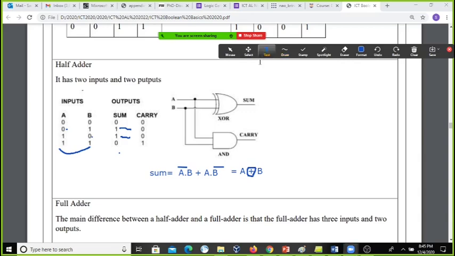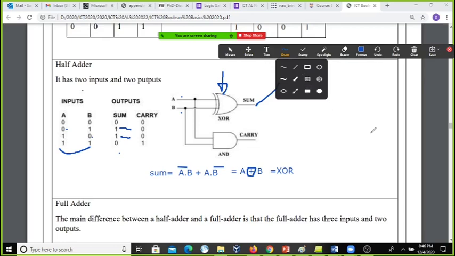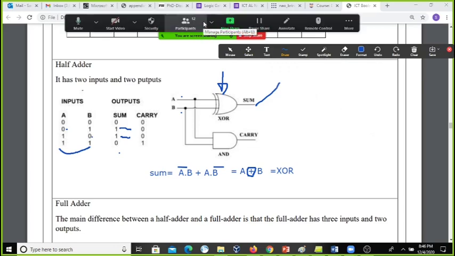Then we write this is equal to which one? This is equal to XOR, exclusive OR. So the sum is given by exclusive OR. That means when the inputs are given A and B, the sum is given as this. This is the logic gate for the exclusive OR. Is that clear? Can you hear me? Yes, sir. Okay, that is the sum.